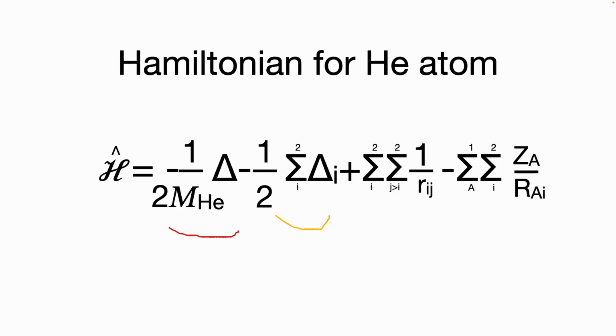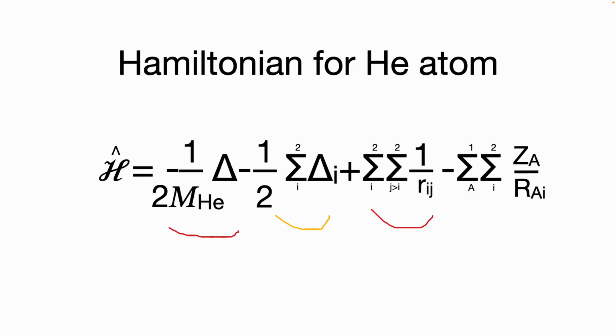Then we have the electron-electron repulsion term, which runs over the indices i going from 1 to 2 and j going from 1 to 2 as well, but we take care of not having repeating terms by imposing the condition that j is greater than i. And finally, we have the nucleus-electron attraction terms.